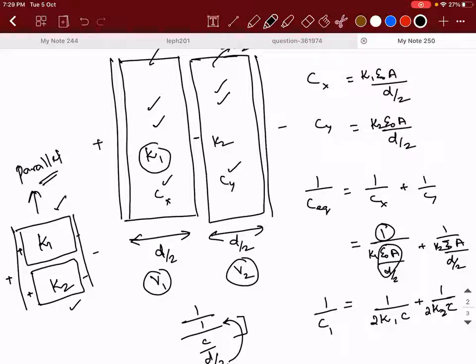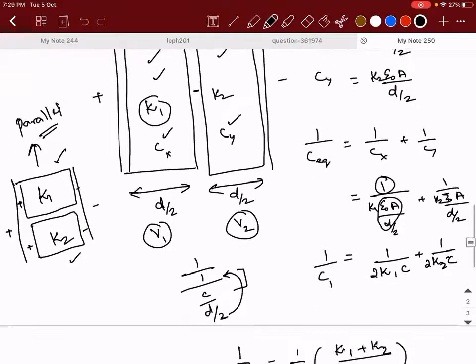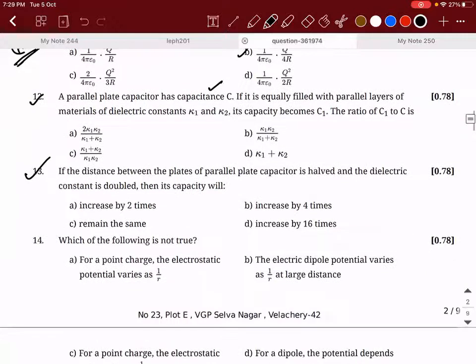Okay, sir. If the distance between the plates of a parallel plate capacitor is halved, and the dielectric constant is doubled, then its capacity will be? Increases by 4 times, sir. Yes. So C dash is equal to epsilon naught A divided by D by 2, times 2 times kappa. The distance is halved, so D by 2, and the dielectric constant is doubled, so the capacitance is multiplied by 4. It will become 4 times.